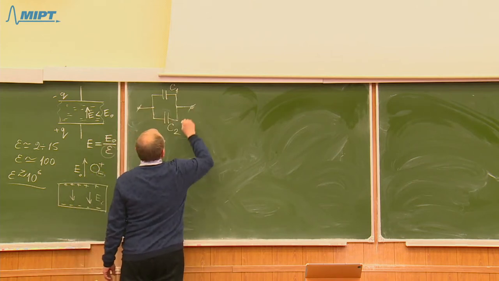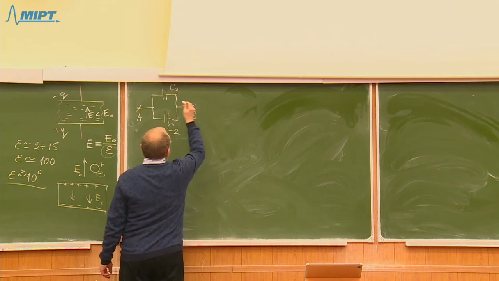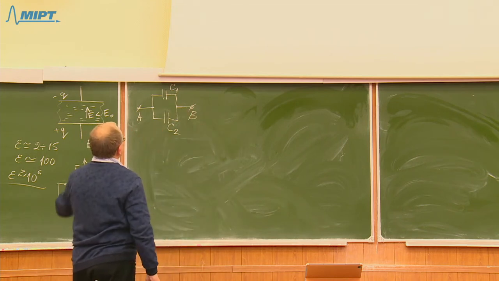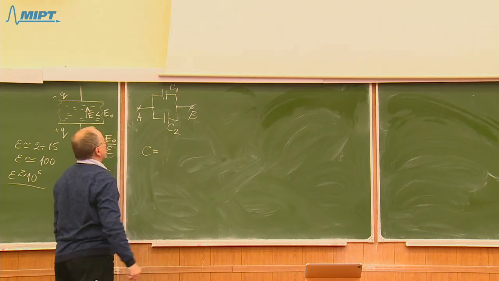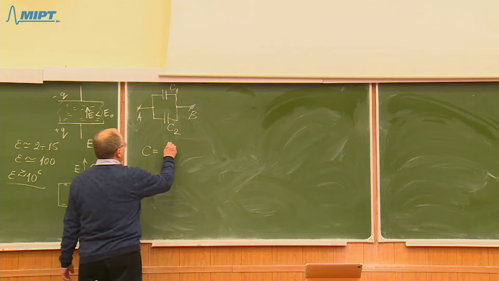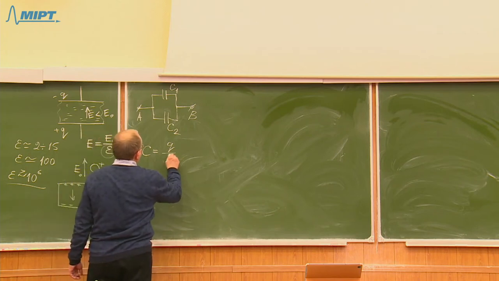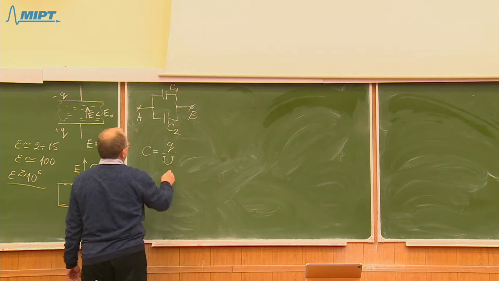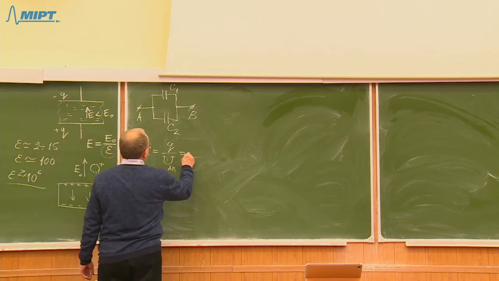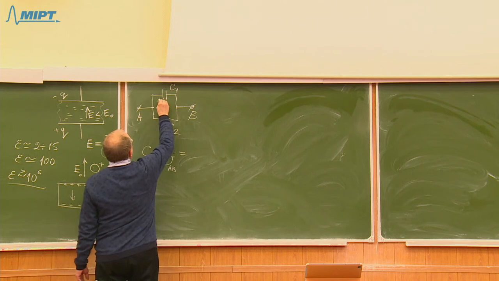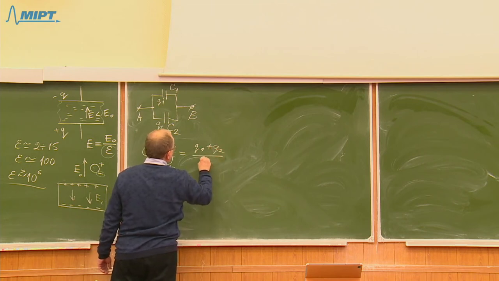And these two connectors will be denoted by A and B. So the total capacitance, by definition, is the total charge accumulated in this battery of capacitors divided by the total potential difference between points A and B, between these two points. And the total charge here will be the sum of charges of the first capacitor and the second capacitor. So it will be Q1 plus Q2 divided by the potential difference AB.